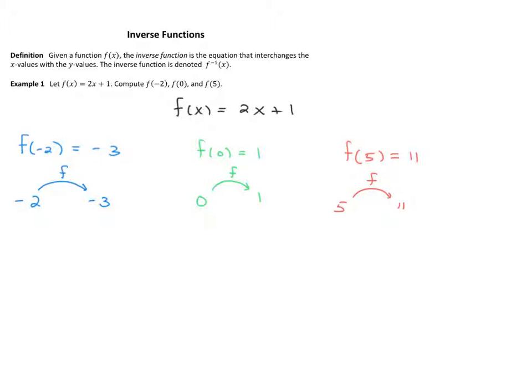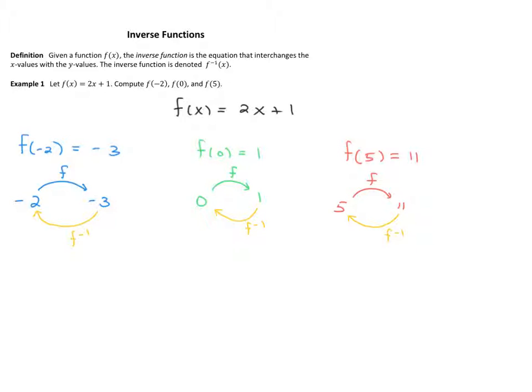The inverse function is just the equation that reverses this process. So if f goes from negative 2 to negative 3, the inverse should take negative 3 back to negative 2. Whatever the equation is, if we put negative 3 into the inverse, it should go back to negative 2. The idea of an inverse is to undo what has been done. So 1 should go back to 0 through the inverse function, and 11 should go back to 5.